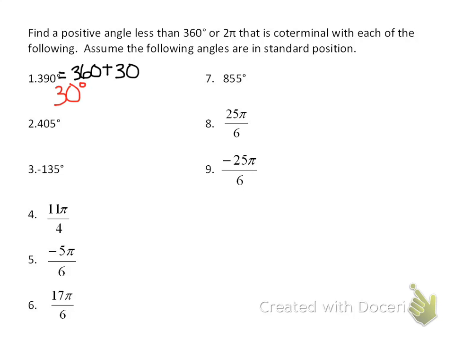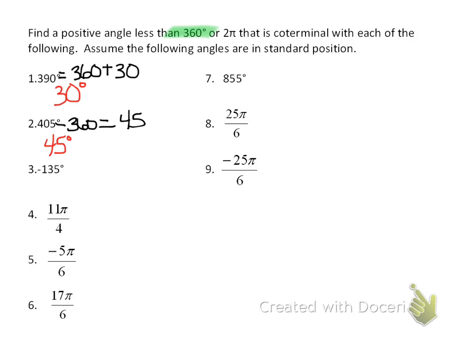The other way we can go about doing it, and really it's the exact same thing, we're just writing it a little differently. We're going to subtract 360 until we get a value that is a positive value less than 360 degrees. So 405 minus 360 is 45. So my coterminal angle to 405 is a 45 degree angle. Questions?